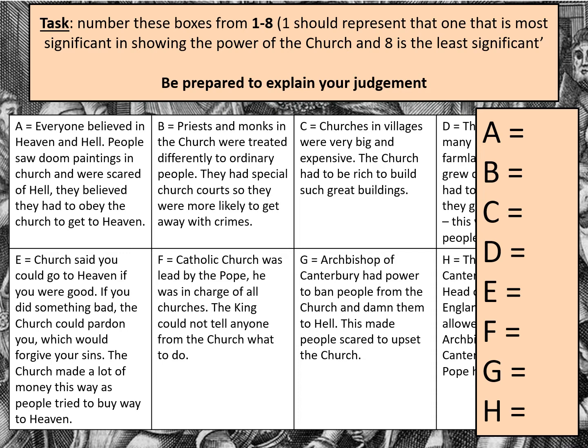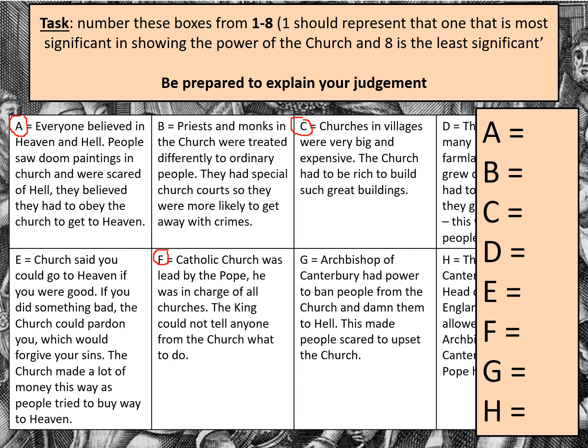For example, in box A, the church was powerful because everybody believed in heaven and hell. People saw doom paintings in churches, they were scared of hell, and they believed that they had to obey the church to get to heaven. In C, churches were very big and expensive. The church had to be rich to build these great buildings that demonstrated their power. You can also look at F, which says the Catholic Church was led by the Pope. The king could not tell anyone from the church what to do because they were led by the Pope. So there are just 3 examples, but there are 8 different reasons here about why the church was powerful.